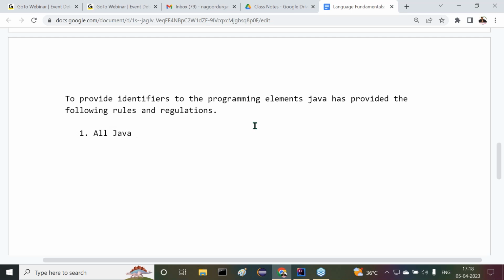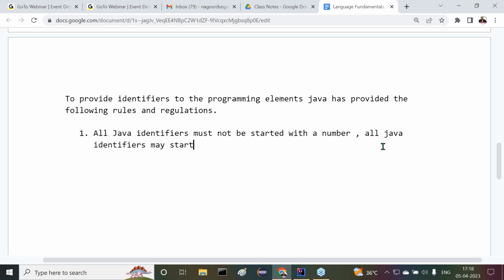Listen carefully. All Java identifiers must not be started with a number. All Java identifiers may start with an alphabet or underscore symbol or dollar symbol. No issues. Identifiers may start with underscore symbol or dollar symbol or an alphabet, but must not start with a number. Starting symbol must not be a number.